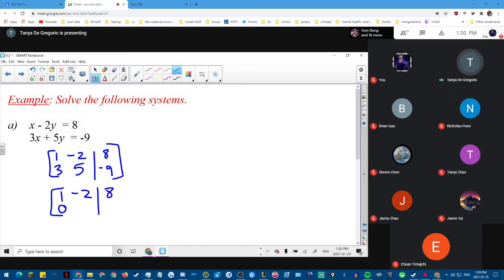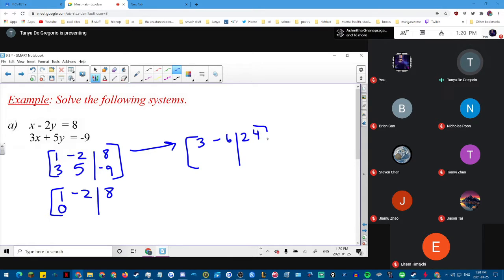So what I could do, and I'll just do it on the side here, is something you're not going to show me on a test. You're not going to show me this work. You're just going to show me what's in the matrix. But what I could do is take that top row and multiply it by 3.